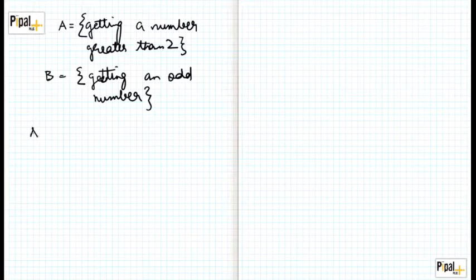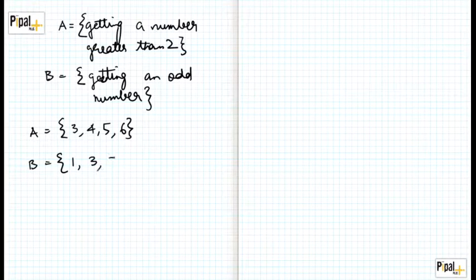Now A, when I write this in roster form, so a number greater than 2 in a throw of a dice, right, is 3, 4, 5 or 6. So any of these outcomes will count towards A. Then B is getting an odd number on the throw of a dice. So we have 1, 3 and 5, right, because these are the only favorable outcomes in case of throwing of a dice.